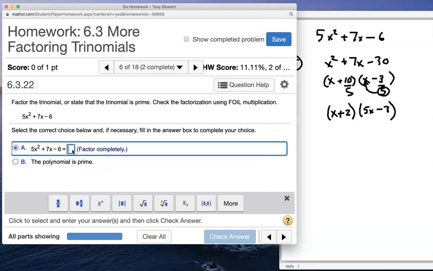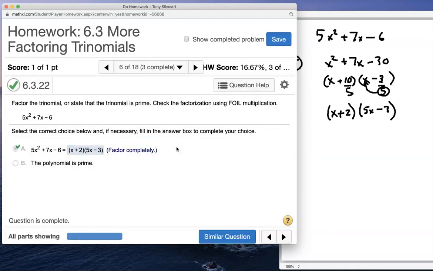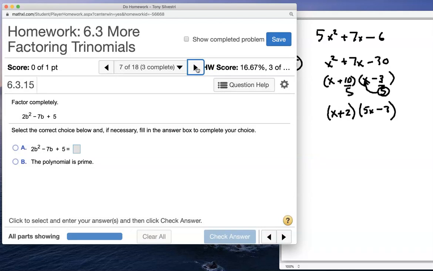You could FOIL it and check for yourself, but I'm confident that that's the answer, because I've done this so many times. And check my answer. Great work, fantastic work. We're a third of the way done. Okay, a third of the way done. So let's see the next one. Let's see, they're looking the same. So let's come up with something different, a little different.